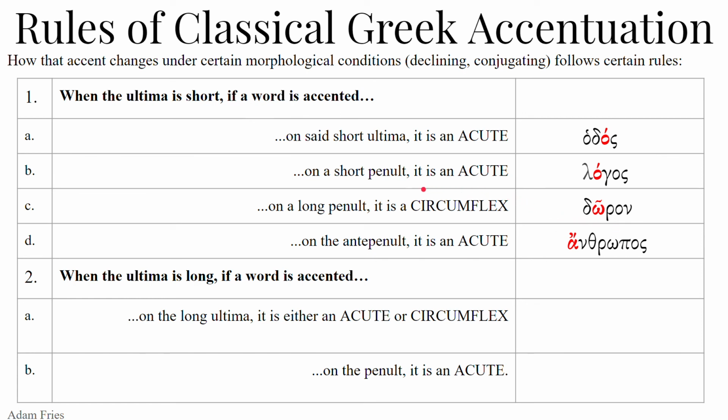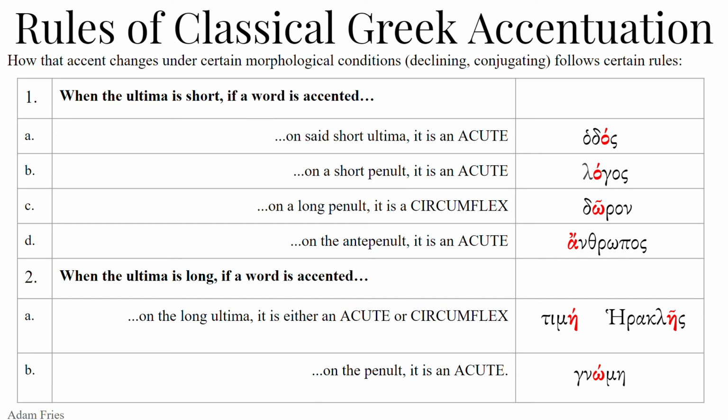Now, if the ultima is long, ludi incipiant, let the games begin. If a word is accented on the long ultima, then it can be either an acute, like time, or a circumflex, like that famous hero Heracles. But when the ultima is long, if a word is accented on the penult, it is an acute, like in gnome. So time, that's an oxytone. Heracles, that is going to be a perispomenon. And then gnome, that's going to be a paroxytone.